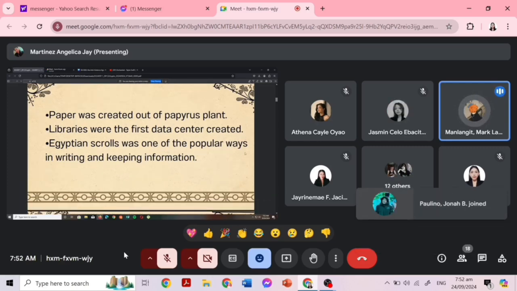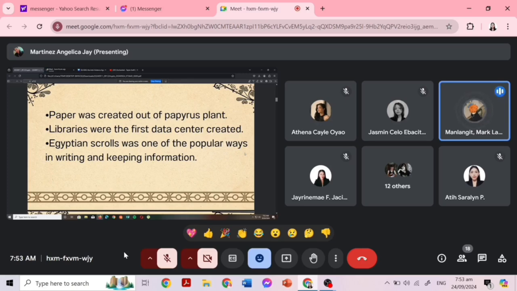Paper was created out of the papyrus plant. Paper is a key material for writing in ancient Egypt. It was made by pressing together layers of papyrus plant, creating a durable and flexible surface for writing.